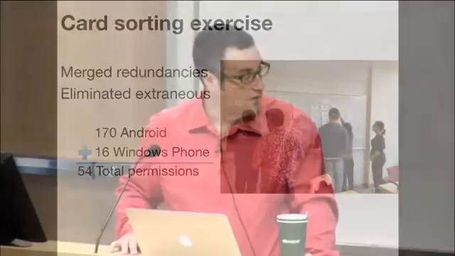So we took all of the Android permissions. At that time, I guess it was around 170. We used the 16 Windows Phone permissions. We were going to incorporate iOS as well, but we had already covered that set based on these. And then we merged redundancies and got rid of extraneous ones, and we were left with 54 total permissions. So we did this card sorting exercise on a whiteboard.